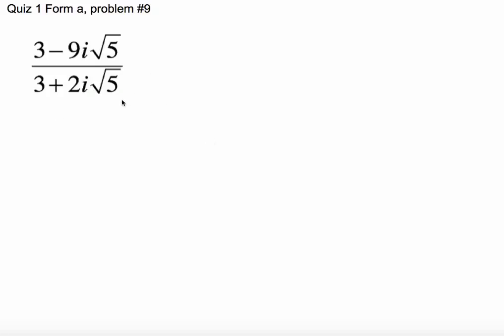So we're supposed to take 3 minus 9i square root of 5 and divide that by 3 plus 2i square root of 5. So the way we're going to deal with this is we're going to multiply by the complex conjugate of the denominator. So I'll just go ahead and write that in. 3 minus 2i square root of 5. Now you notice I wrote the denominator first, and that's just the way I write it. It doesn't matter. So now we're going to FOIL.